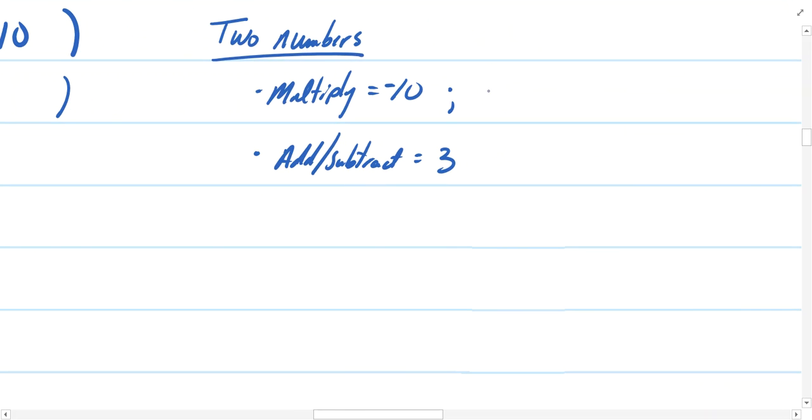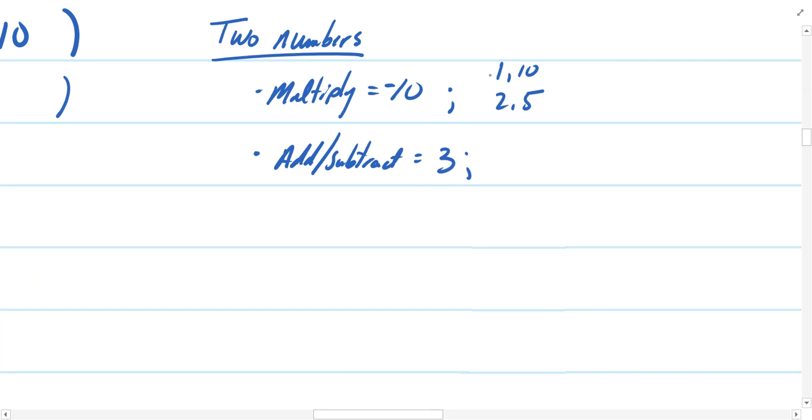Now, there could be many numbers that multiply to make 10. For example, 1 times 10, 2 times 5. Lots of different pairs multiply to make 10. Maybe I should list them this way. 1 and 10, 2 and 5. But only one of those pairs, if possible, will add or subtract to make 3.